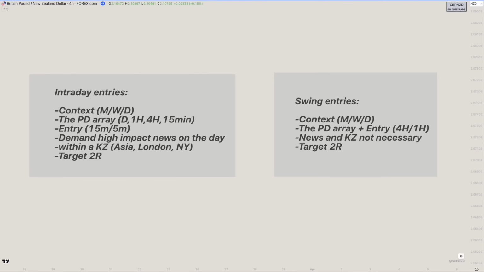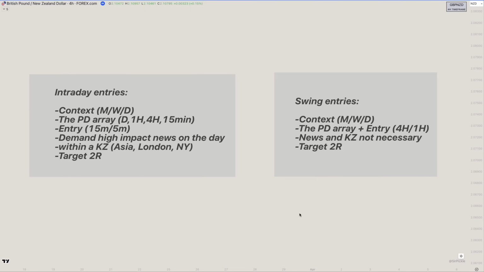So I'm going to leave you guys with this quick cheat sheet here. Basically everything we went over today. For intraday entries, you're going to always demand context. This goes for any strategy really. You're going to demand context on the monthly, weekly, or daily chart. You're going to demand that PD array to frame your lower time frame entries out of that daily, that 1-hour, that 4-hour, or if you're looking for those two 15-minute high probability legs off a daily, that can also just serve as your PD array and entry in that scenario. And these entries, 15-minute and 5-minute, will come off of your 4-hour and 1-hour and daily arrays. You're going to demand high impact news on the day. You're going to want to trade within a kill zone, Asia session, London session, New York session, and target 2R.